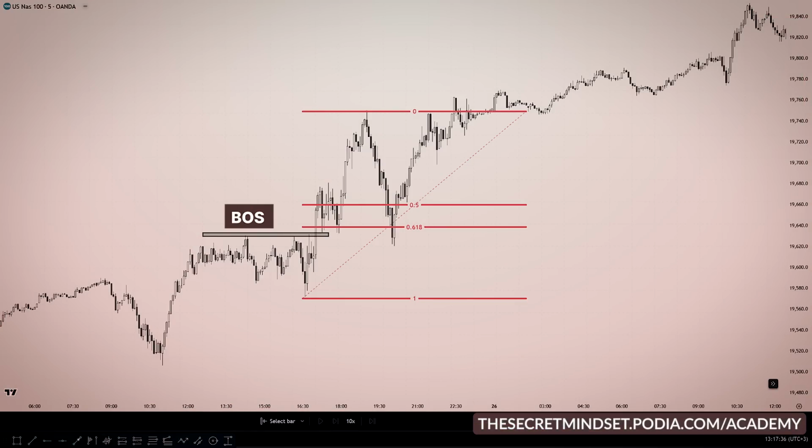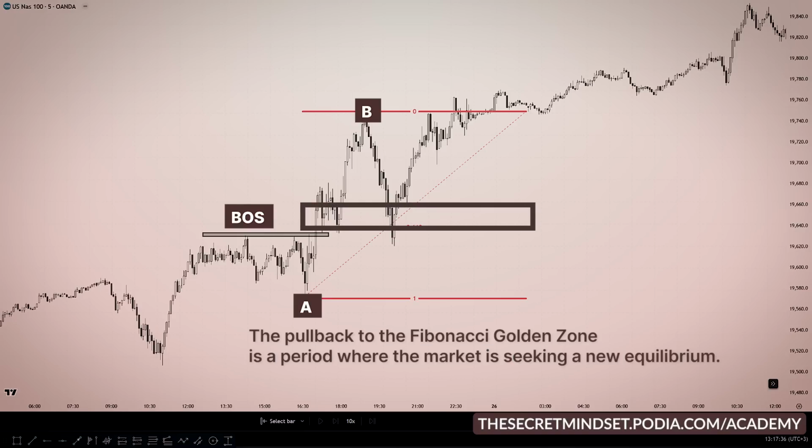When a break of structure occurs, it shows that either supply in a downtrend or demand in an uptrend has been overwhelmed. The subsequent pullback to the Fibonacci golden zone is a period where the market is seeking a new equilibrium. You are betting that the original imbalance will reassert itself at these key Fibonacci levels.